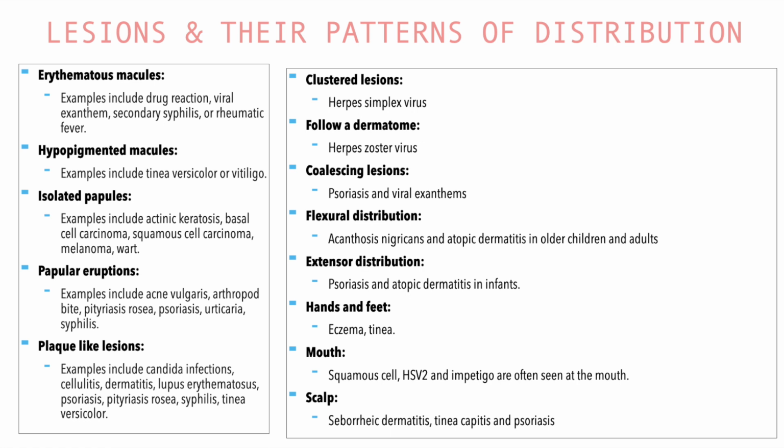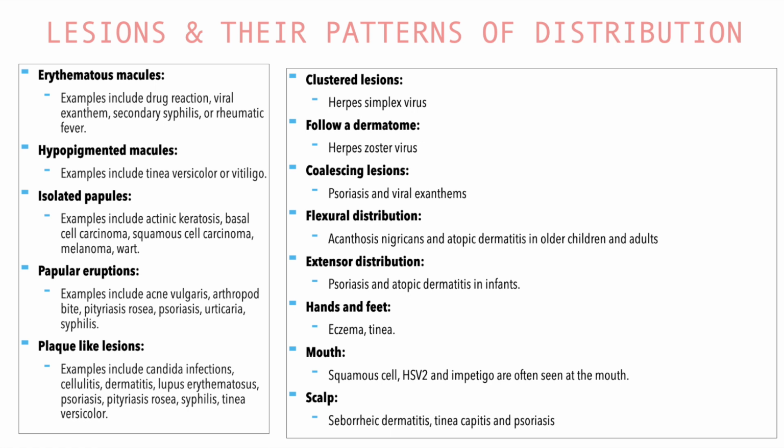So examples of papular eruptions are seen in acne vulgaris, arthropod bites, so like tick bites, pityriasis rosea, psoriasis, urticaria, and syphilis. Plaque-like lesions, these are seen with candida infections, cellulitis, dermatitis, lupus erythematosus, and then psoriasis, also pityriasis rosea, syphilis, tinea versicolor. So as you can see, there's just a lot of overlap with the types of lesions seen in multiple different diagnoses. However, it's obviously a very critical component when trying to determine your patient's diagnosis.